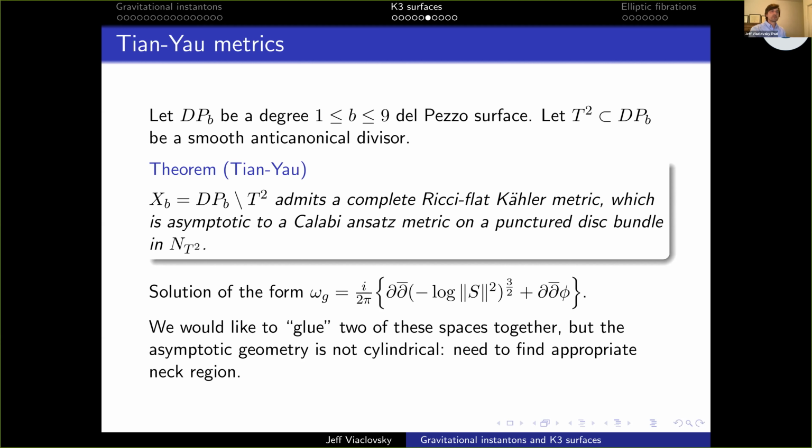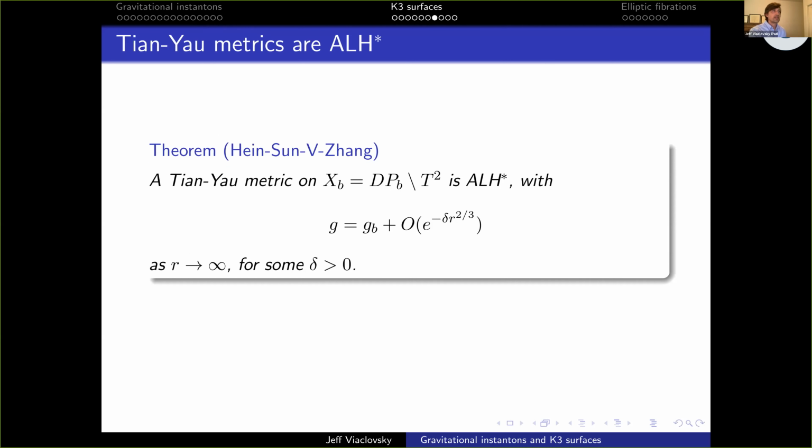So what we would like to do is glue two of these together, but the asymptotic geometry of these is not cylindrical. So you need to find an appropriate neck region. Okay, so it turns out that these Tian-Yau metrics are ALH star type, which I defined earlier. This is joint work with Hans-Joachim Hein, Song Sun, and Junsheng Zhang. So the Tian-Yau metric on the del Pezzo minus D is ALH star.